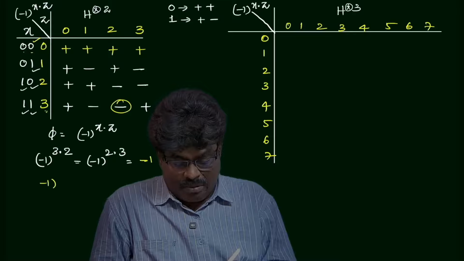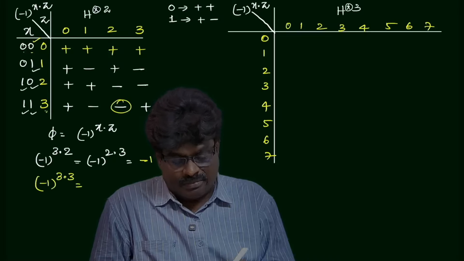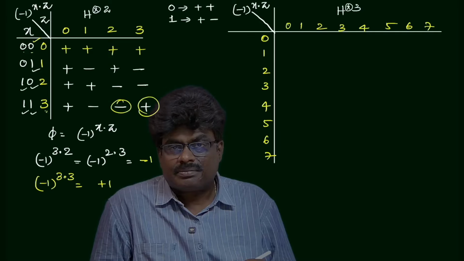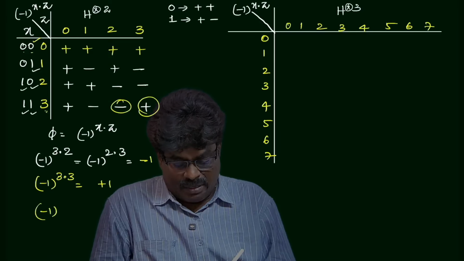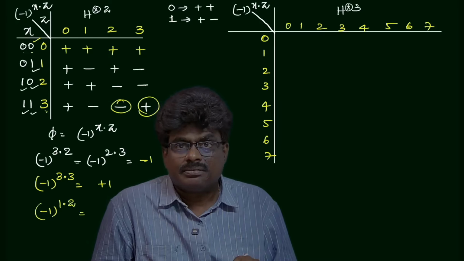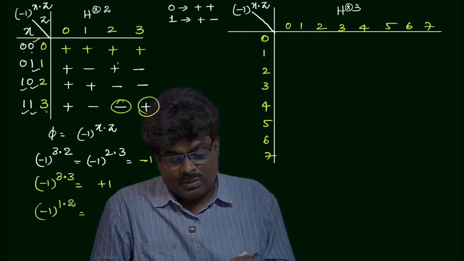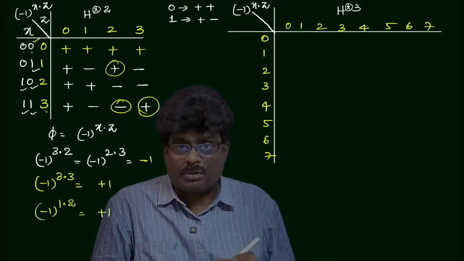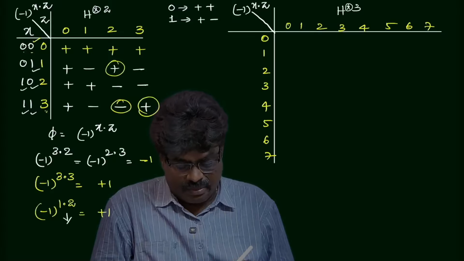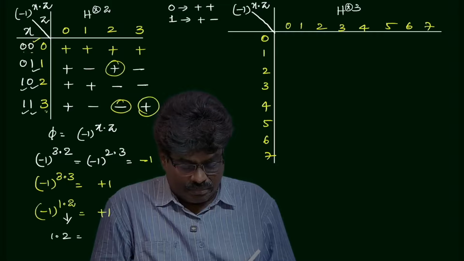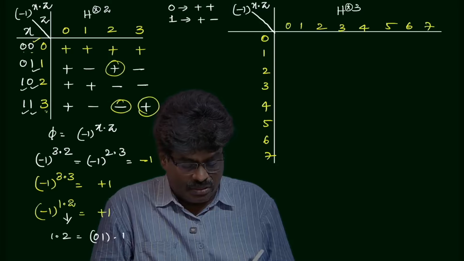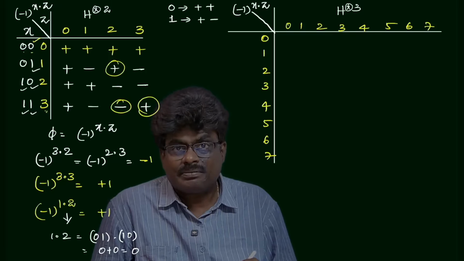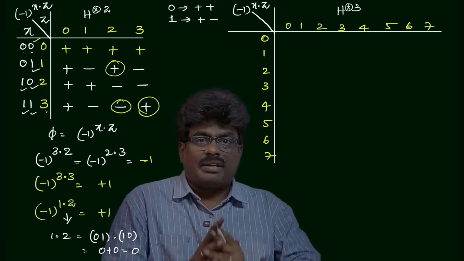And if you want one more, (-1) to the power 3 dot 3. Of course, here it is a plus, so plus 1. Then (-1) to the power 1 dot 2. Here is a 1 and here is a 2, so it is plus 1. If you want to check with the original binary dot product, let us check this. 1 dot 2 equals 01 dot 10, which is nothing but 0 plus 0, which is a 0. Okay, so like this we can do.